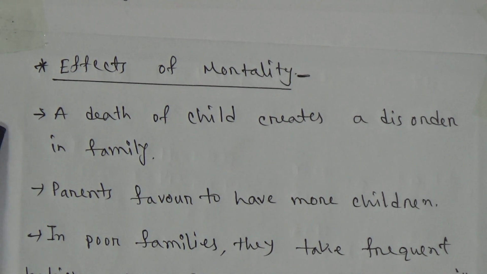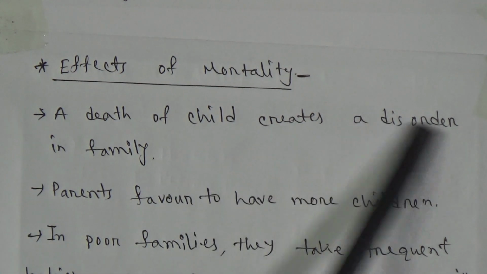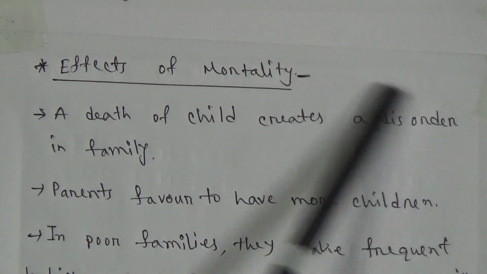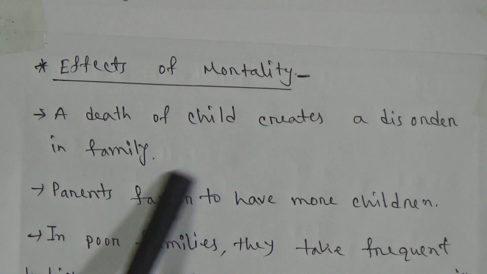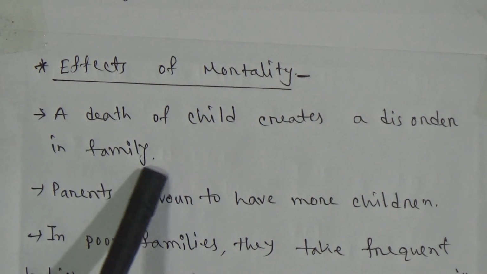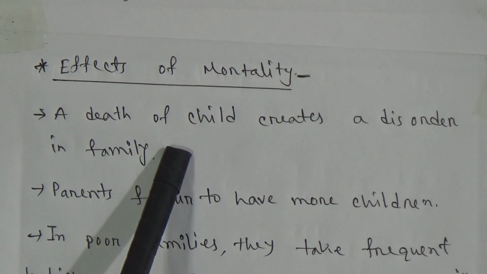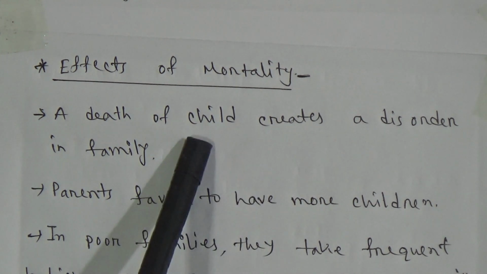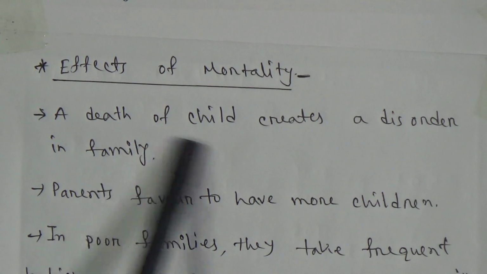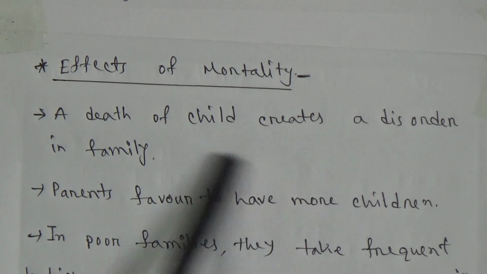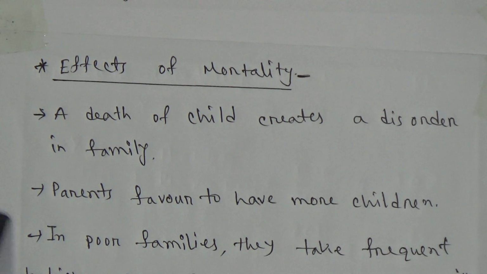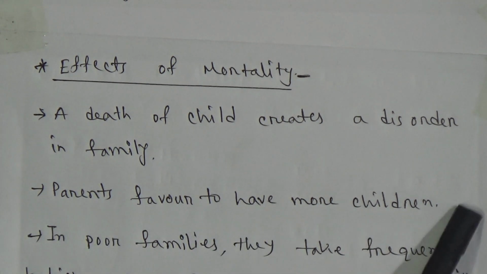Whenever a child dies in a family, the death of that child creates a disorder in the family, because for nine months they are hoping for a newborn baby. They have dreams, they have expectations, they have lots of joyous moments to celebrate. But the death of a child creates a disorder in the family, and then parents favor having more children.